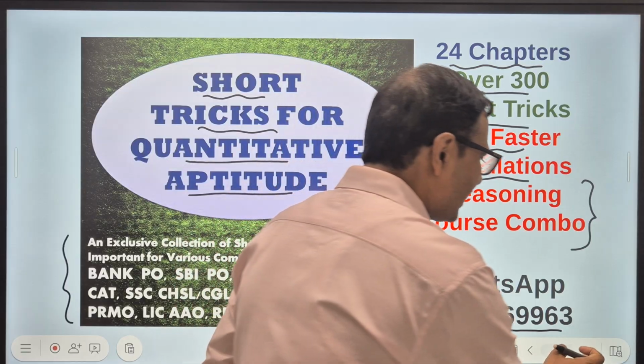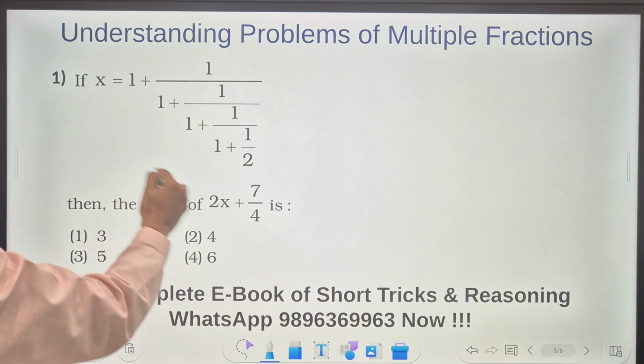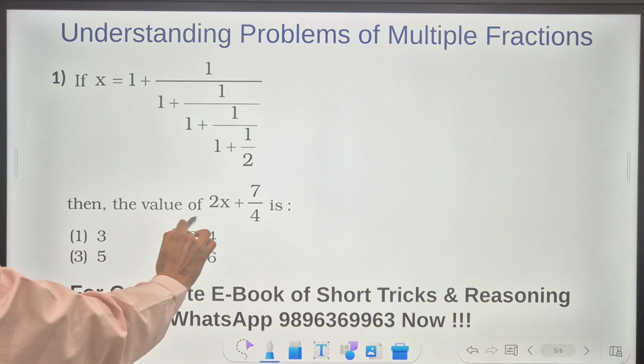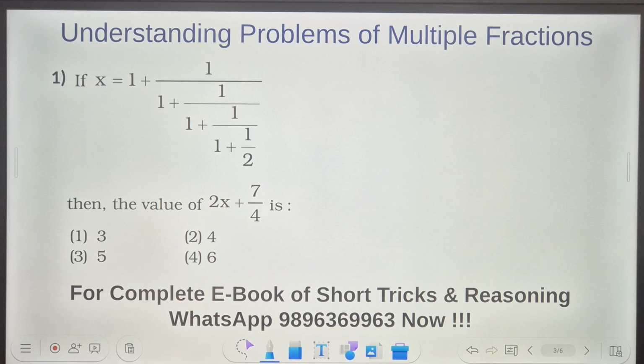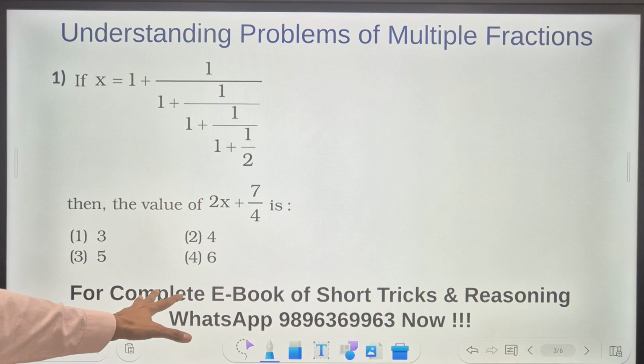Right friends? So let's see the first question which I am going to take up here. You can go through the question once, and you can see the value of x is this huge expression here, and we need to find the value of some other expression, 2x plus 7 upon 4. Some options are given here.